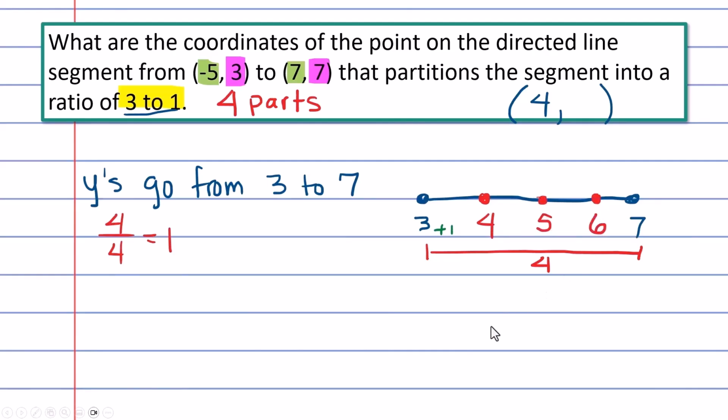Yes, sometimes it's easy. Okay, which point splits us into a ratio of 3-to-1? 1, 2, 3, right here. So it's 6. The y coordinate of our answer is 6. That's how you do it when you don't have graph paper. I don't think that's super easy, but this wasn't too bad.